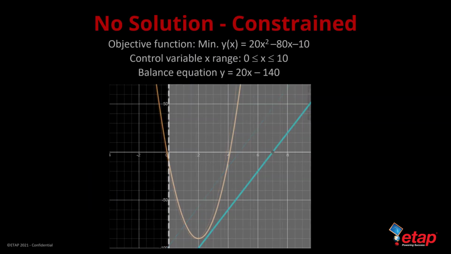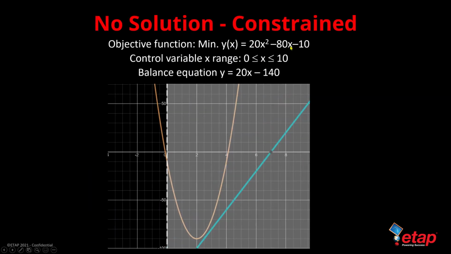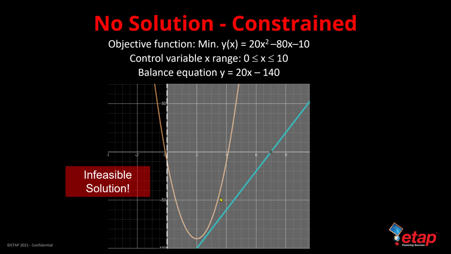However, if we apply our objective function and our control variable range, and we change the balance equation such that the balance equation is not intersecting the objective function curve, this solution is defined as an infeasible solution. We can see that there is no optimal point on the objective function that can meet the balance equation criteria within the control range. And therefore, the constraint has to be reduced or the balance equation has to be changed in order to find a feasible solution.